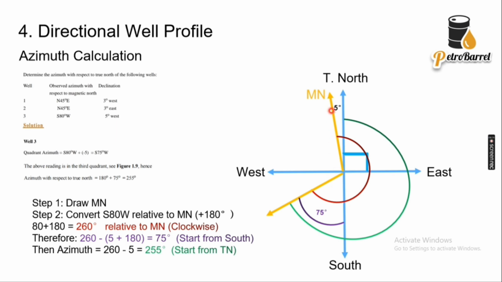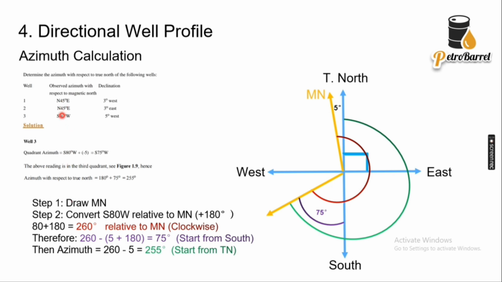So I'll draw this line, which refers to the magnetic north. The second step, we will convert S 80 degrees west relative to magnetic north to an angle measured from the magnetic north, instead of from the south.